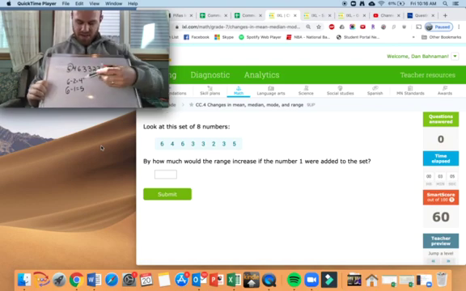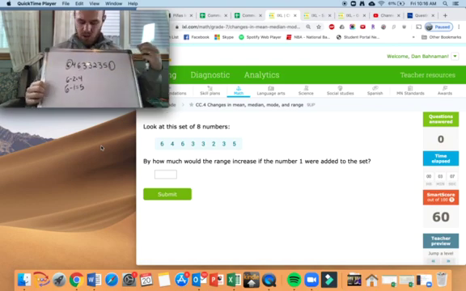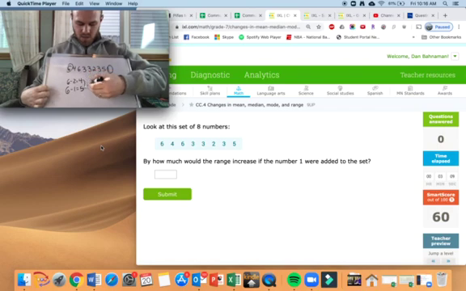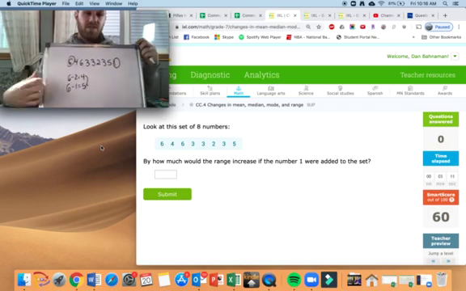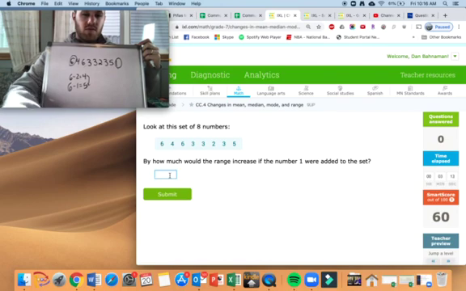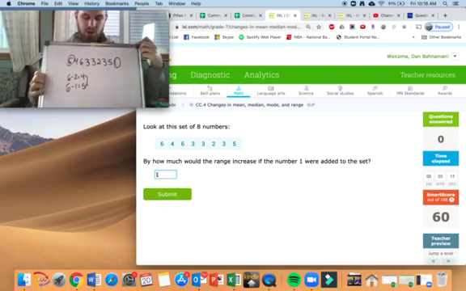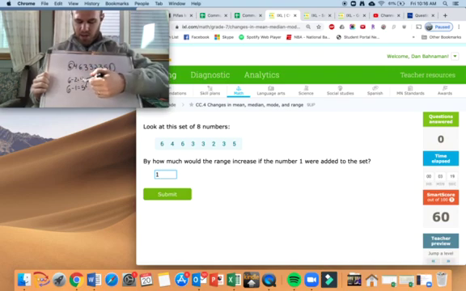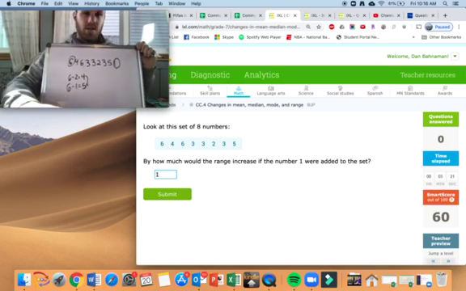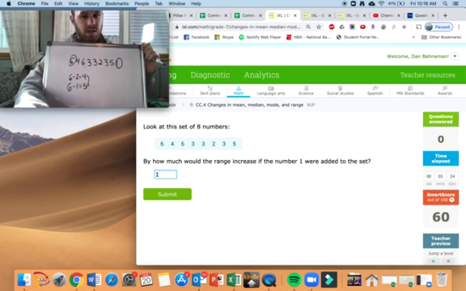And again, I'm not putting 5 as an answer. It says, by how much would the range increase? So from 4 to 5 is a change of 1. So with these ones, I always recommend writing down 2 examples so that you can see the difference. That's why these ones are hard. You have to do it twice. They take a little bit longer. That's okay.